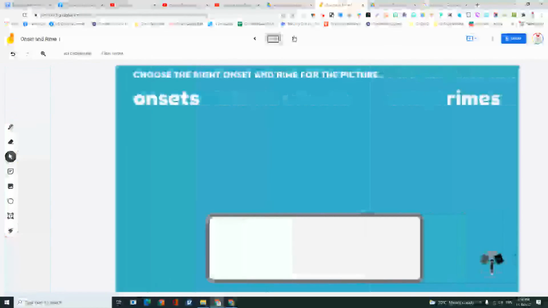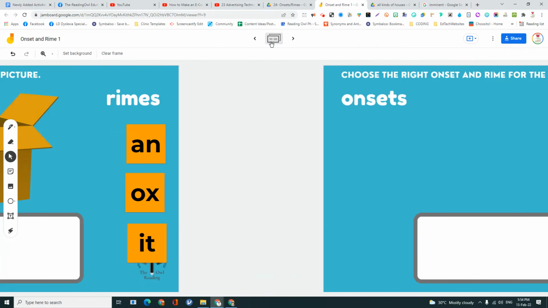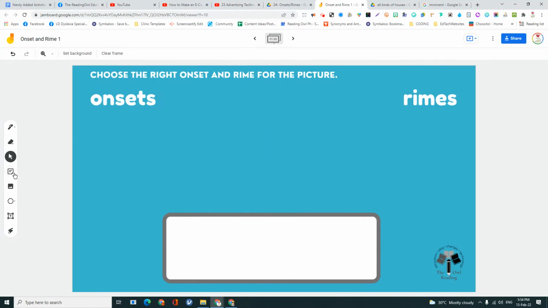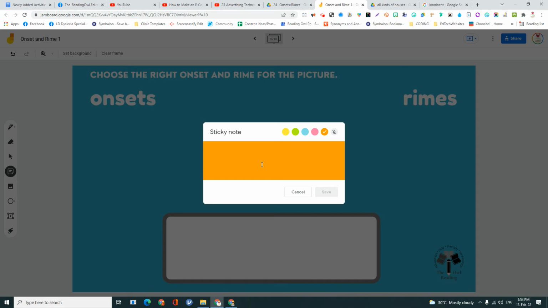So I am going to show you how I visualize the activity. First I'm going to think of a word. This is an easy Jamboard activity. So I'm going to say bit, or maybe not bit because that's a difficult picture to look for. Let's say jam. Okay, so I put the word there and then I put all my onsets. So J will be there and I'll give other sounds, R and maybe a T.